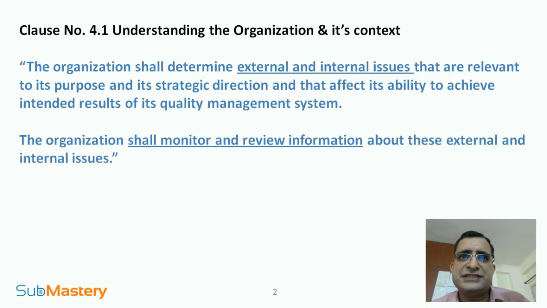The organization shall determine external and internal issues that are relevant to its purpose and its strategic direction and that affect its ability to achieve the intended result of its quality management system. So it is telling us that we need to identify external and internal issues which are relevant to its organization's quality management system. The organization shall monitor and review information about these external and internal issues.